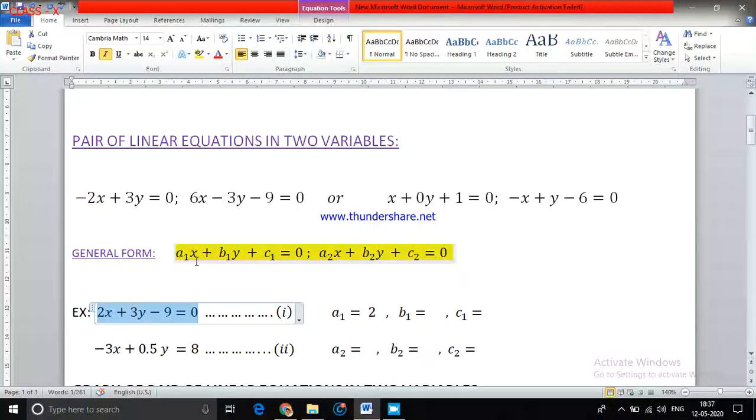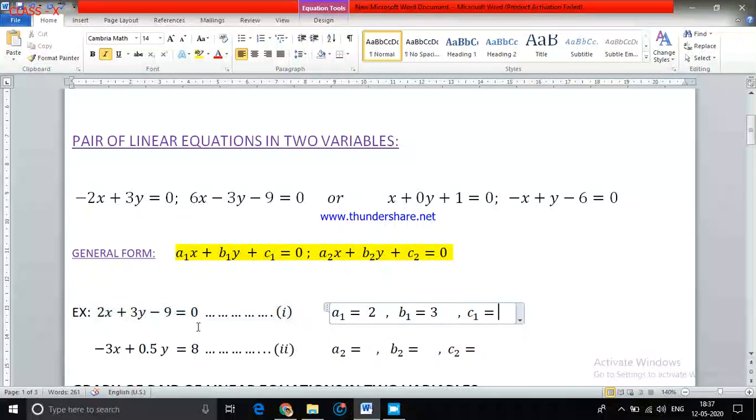So a1 is the coefficient of x, and here the coefficient of x is 2. So a1 is 2. b1 is the coefficient of y, and here the coefficient of y is 3. So the b1 value is 3. And here I have plus c1 equals 0, and here I have minus 9 equals 0. So the c1 value has to be minus 9. So you have to be careful. That means when you are taking the coefficients or constant, you have to take them along with their sign.